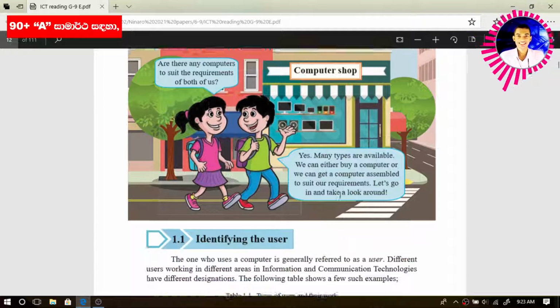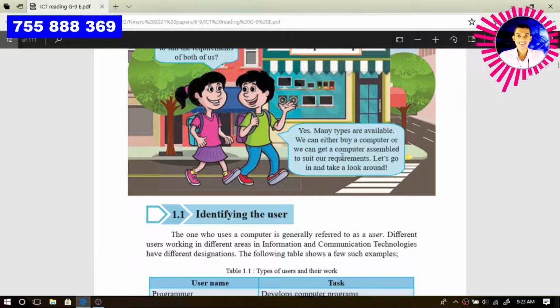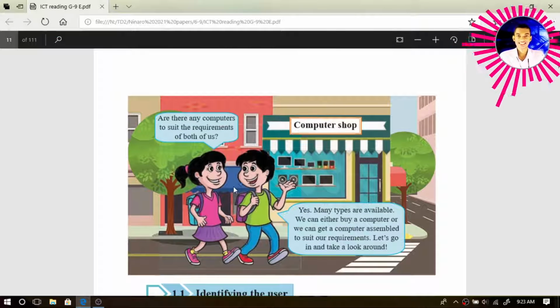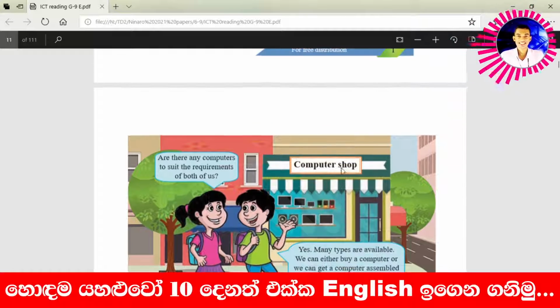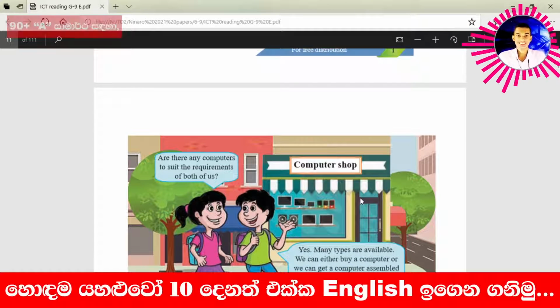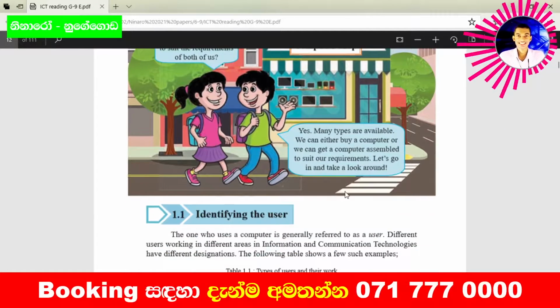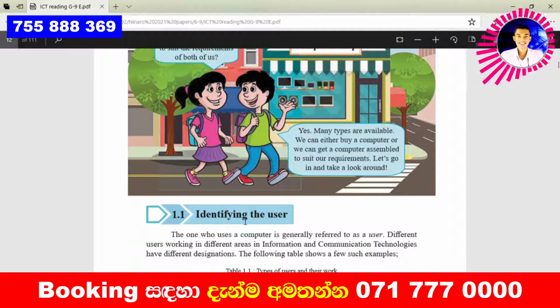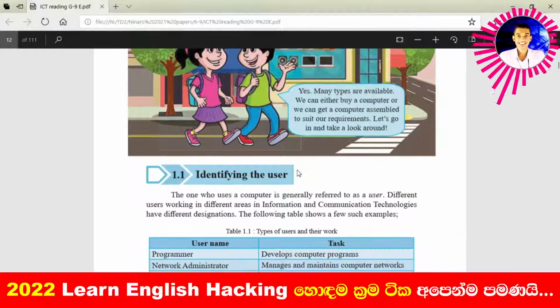Here, the boy mentions that yes, many types are available. We can either buy a computer or we can get a computer assembled to suit our requirements. Let's go in and take a look around. Now they are going to go into the computer shop and find a solution to their requirement. Then the seller in the computer shop or any other assistant will guide them. Okay, in the next topic, we can identify the user according to the requirement.